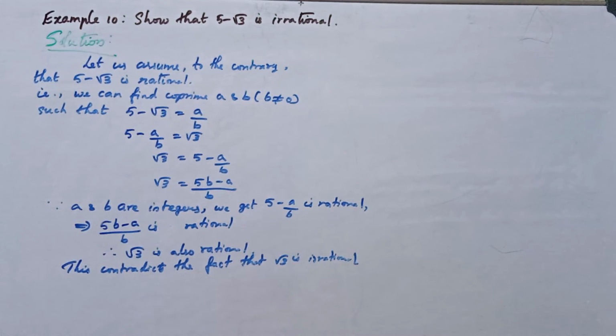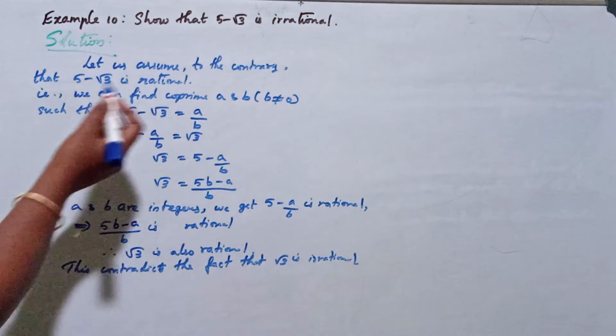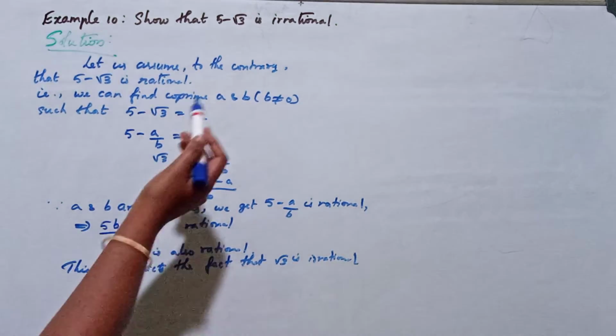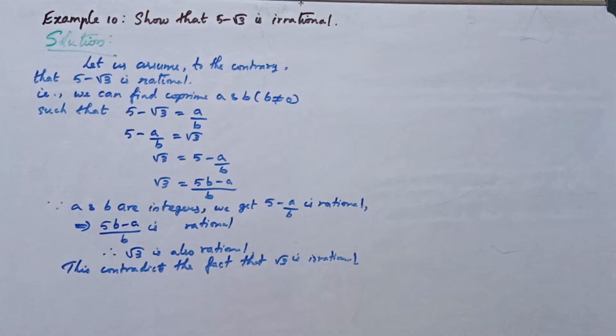Okay, so actually what we are doing here, we are going to take the opposite of the statement, that is, we are going to prove by using contradiction. So 5 minus root 3 is a rational number. You are assuming that, okay? Then you are taking co-prime numbers a and b, and since it is a rational number, 5 minus root 3 is equal to a by b.